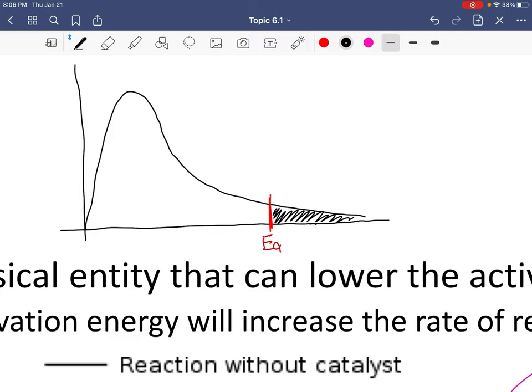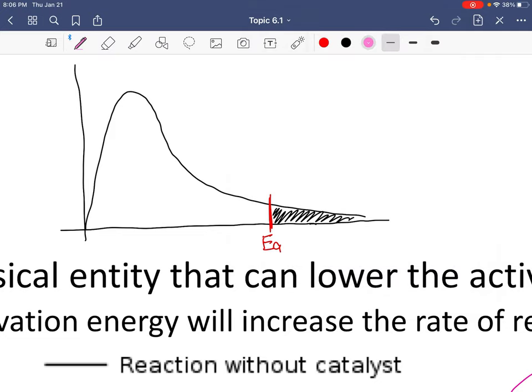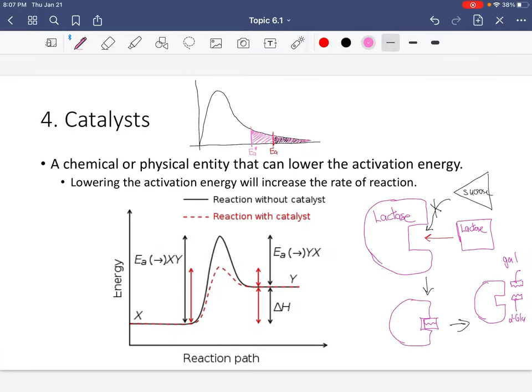However, if this reaction was catalyzed, let's use a very nice pink. If it's catalyzed, what will happen? Well, it will move the activation energy closer. Usually we abbreviate it with a little star. That little asterisk means catalyzed activation energy. So if the EA moves closer, it is quite obvious that you're going to get more products. So that's how you would illustrate the MB distribution curve for a catalyst situation. Again, I hope you understand. Okay, I do hope you understand.